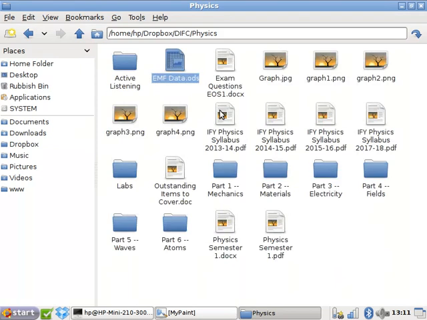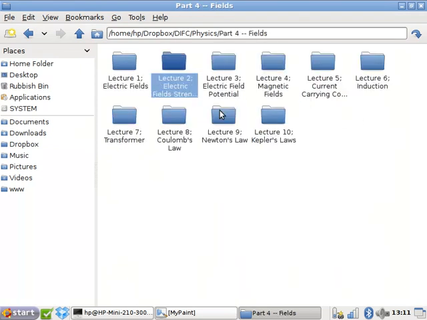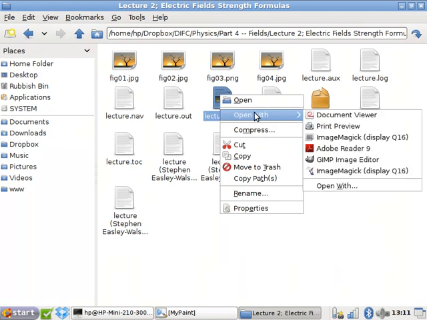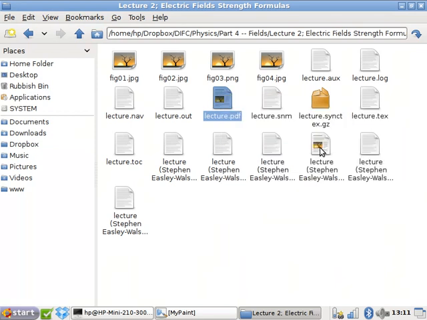Physics, part 4, lecture 2. Hopefully on the right slide. Okay, so we're going to have a look at different formulae for electric fields.